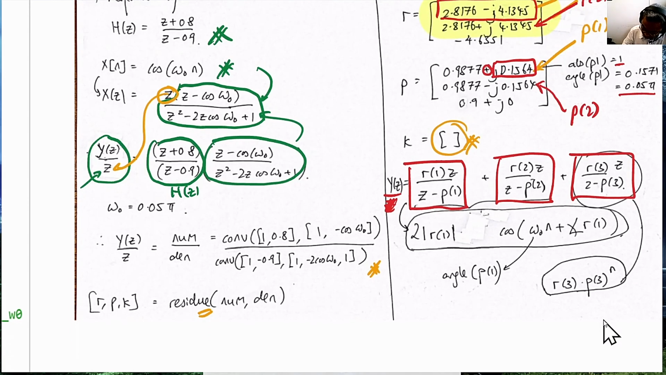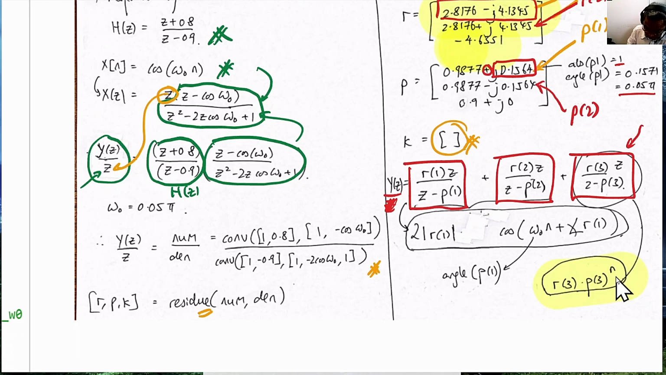The last one is trivial. The last one is simply R3, which is this value here, multiplied by P3, which is this value here, 0.9 to the power of n.